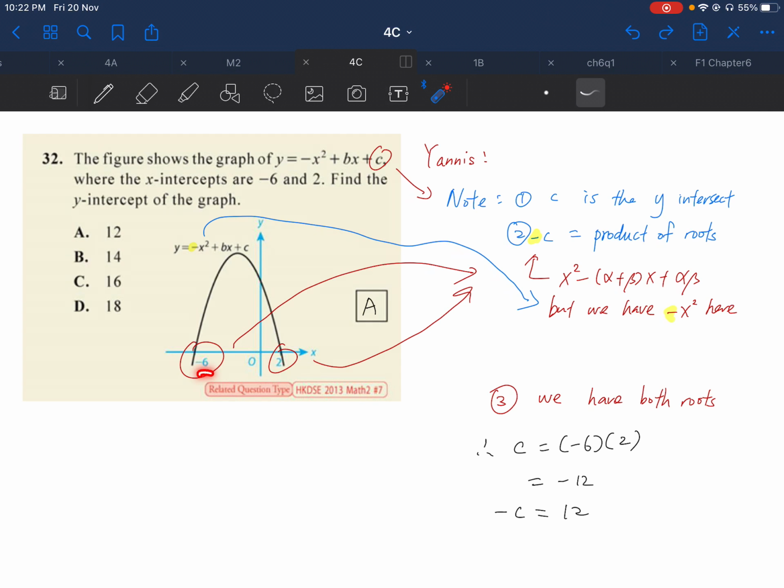The product of roots is -6 multiplied by 2, so we get negative 12. But we need negative c because we have the negative sign in front. So negative c will be 12. So the answer is A.